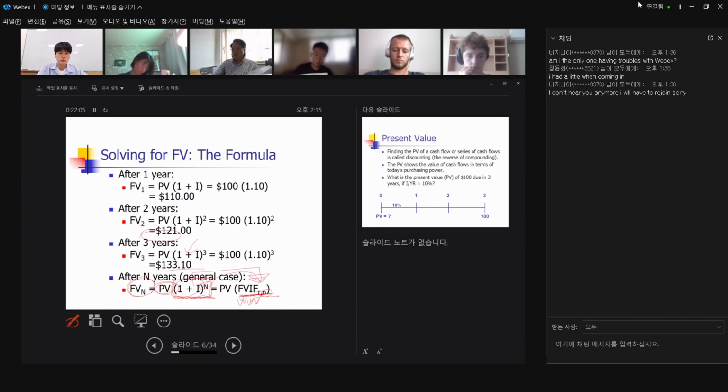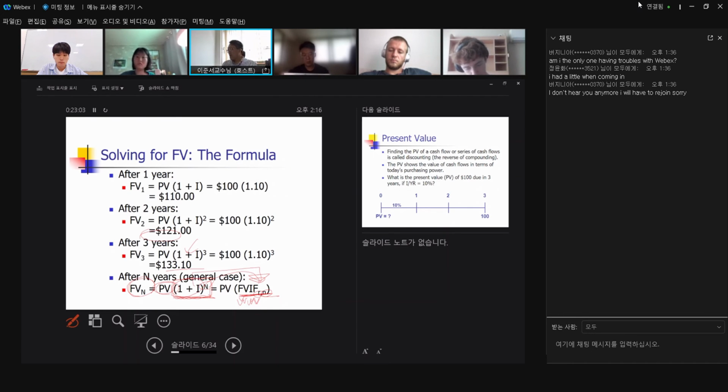So the number of years is 3, and the interest rate is 10%. So where is the answer in the table? 1.331. Exactly, right? If you take a look at the third row, that's the period, 3 years. And the 10th column shows the 10% interest rate. So at the cross point between the third row and 10th column, the figure is 1.331, right? So $1 is going to be $1.331 if the maturity is 3 years and the interest rate is 10%. So the question is $100, so you can just do 100 times 1.331, which is going to be $133.1.